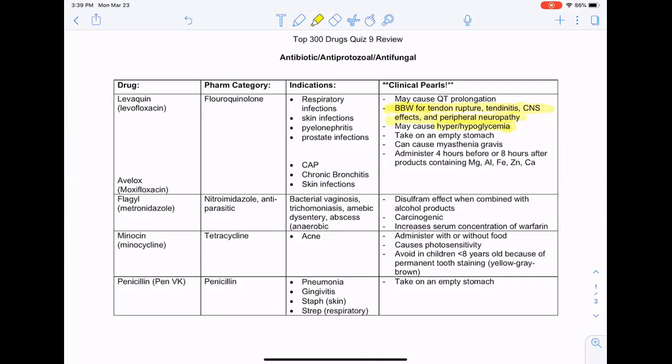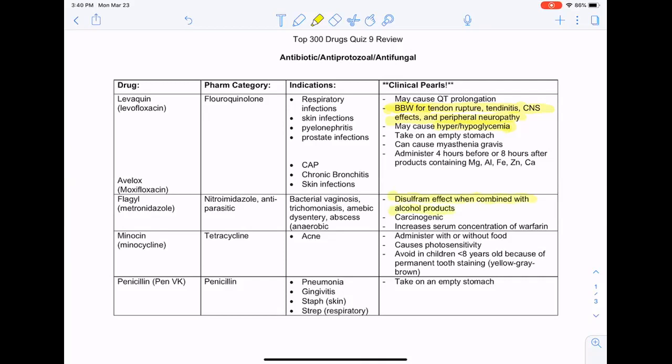So this is a medication that is used to treat parasitic bugs basically. But it's also used for bacterial vaginosis, so it has antibiotic properties as well. So the most important thing to know about this one, and this is another counseling point here, is it has a disulfiram effect when combined with alcohol products.